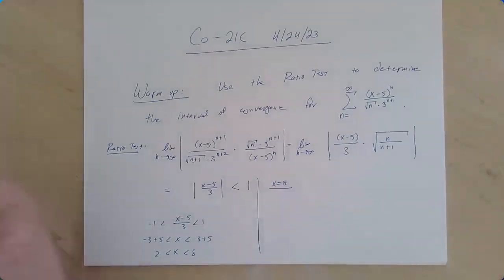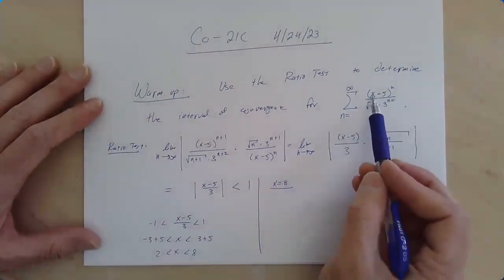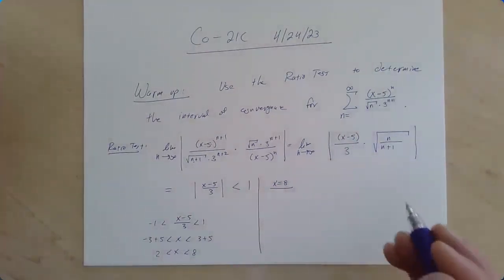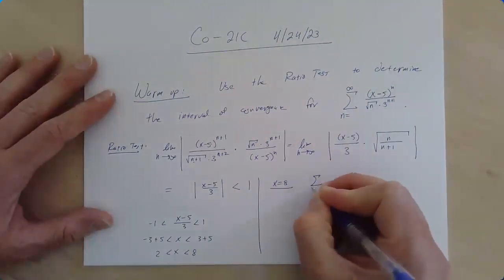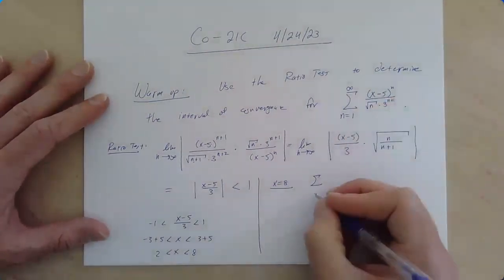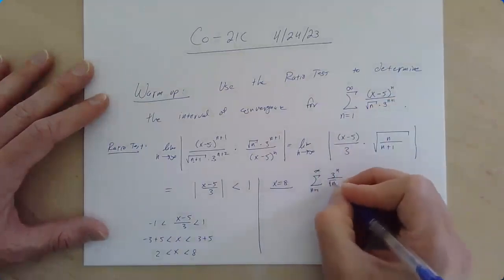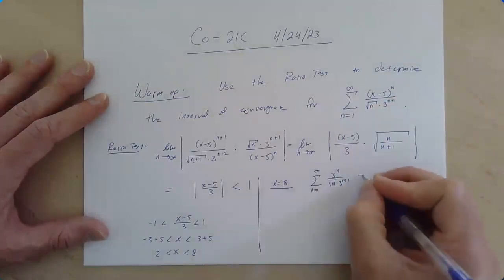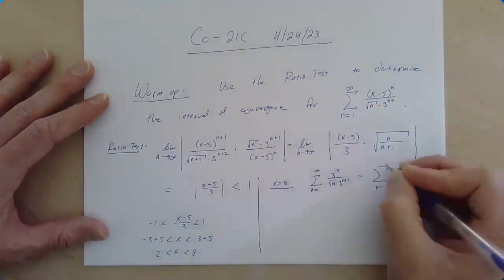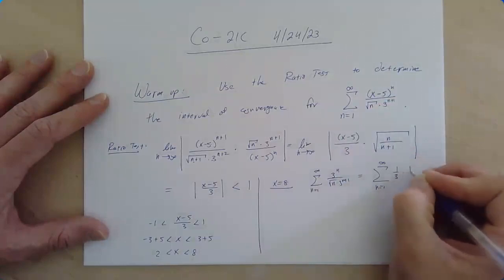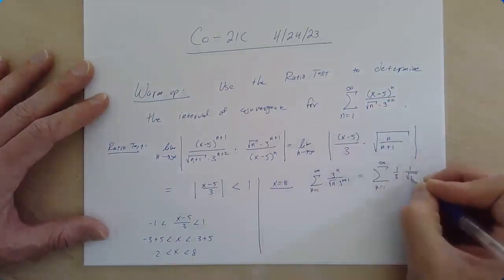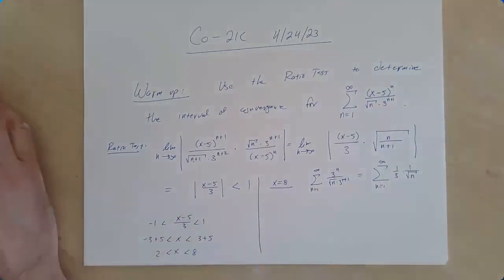Just as a reminder, last time I said, if you have a choice between picking one or the other, try to pick the one that makes it non-alternating first. It's just useful. So here's what I mean. If I pick x equal to 8, I'm going to get a positive 3 to the n, so it's not going to alternate when I plug that in. So I'm going to get the sum from n equals 1 to infinity of 3 to the n over the square root of n times 3 to the n plus 1, which becomes just the sum from n equals 1 to infinity of 1/3 times 1 over the square root of n, or n to the 1/2. And that definitely diverges by the p-test.